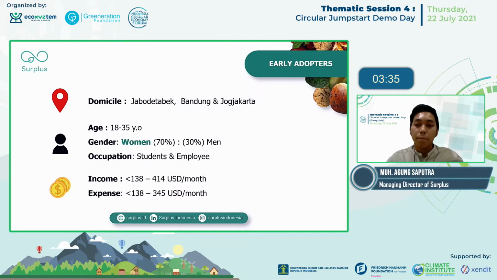This is our early adopters. Currently we are operating in Jabodetabek, Bandung, and Yogyakarta. It means that our product is scalable. Our early adopters are around 18 to 35 years old, and all of them are women. Their occupations are students and employees, with income of 138 to 414 US dollars per month. So it means that we are targeting the lower middle income.